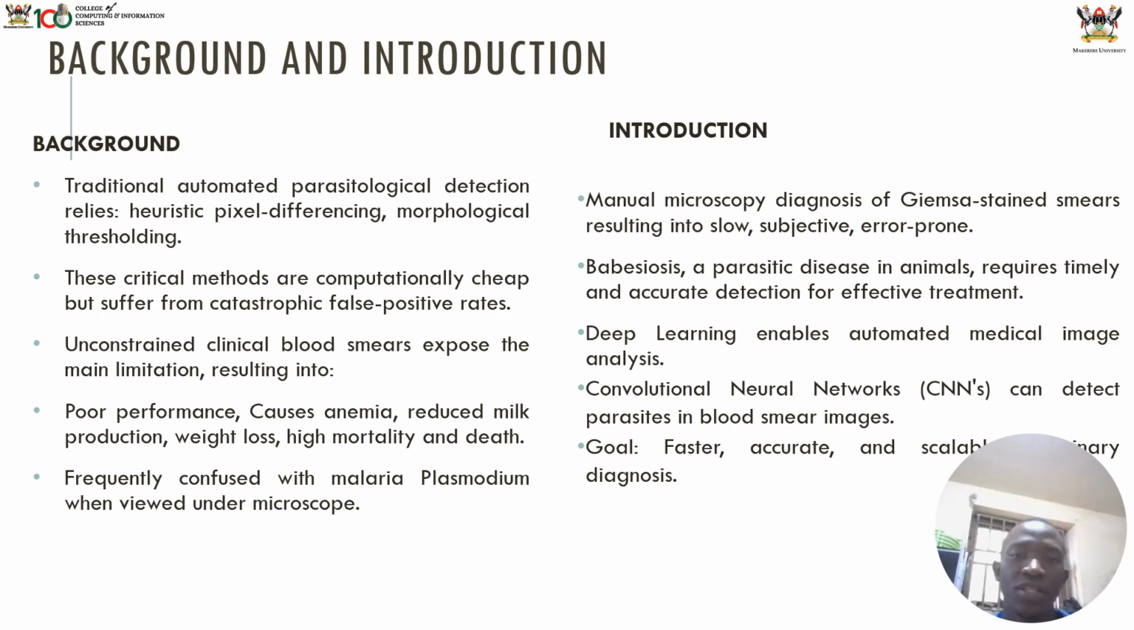Traditionally, parasite detection has relied on heuristic image processing techniques such as pixel differencing and morphological thresholding. These methods are relatively simple and computationally inexpensive, making them attractive for early automated diagnostic systems. However, despite being cheap and fast, these approaches suffer from very high false positive rates. In many cases, the system incorrectly identifies non-parasitic structures as parasites, which reduces the diagnostic reliability.